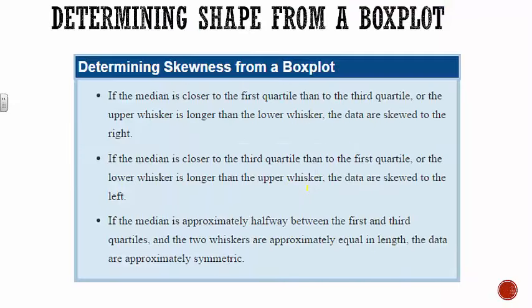All right, so once you have your box plot, you can look at the shape, just like with a histogram, a dot plot, or a stem-and-leaf plot. If the median is closer to the first quartile than the third quartile, then the data is skewed right. If the median is closer to the third quartile than to the first quartile, then that data is skewed left. And if the median is approximately in the middle, directly halfway in the middle, then we say that's symmetric.